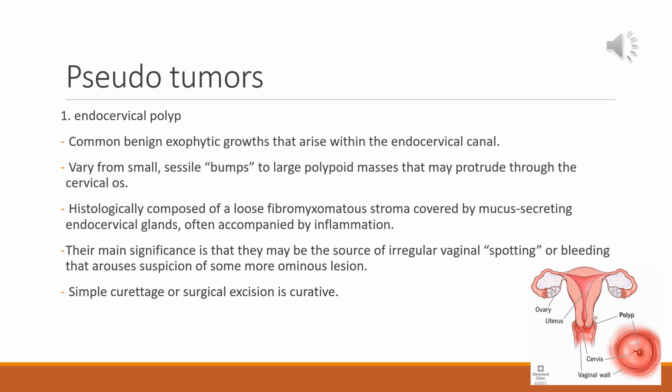This is a fancy term to say that there is enlargement of the submucosa, which is covered by that simple columnar epithelium or glandular epithelium that you're already familiar with. Their main significance is that they may be the source of irregular vaginal spotting or bleeding that arouses suspicion of some more ominous lesions. Simple curettage or surgical excision is curative.